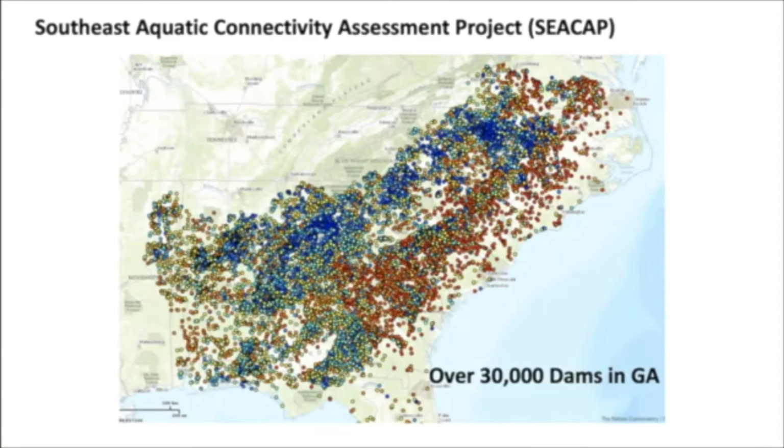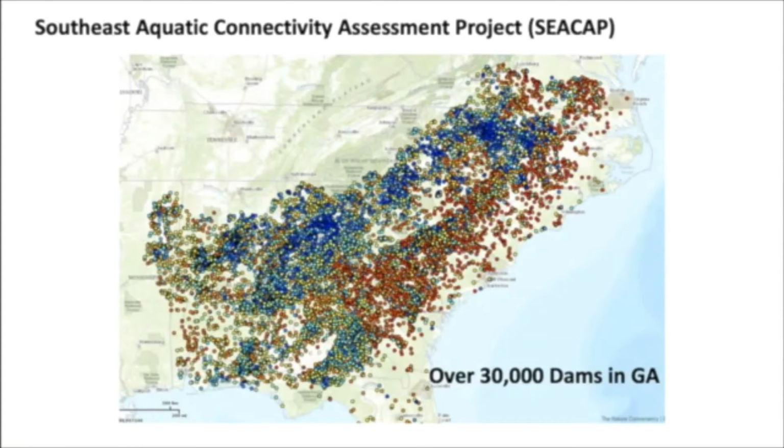So here we have the Southeast Connectivity Assessment Project, where over 30,000 dams could be found in Georgia. This is part of a project that Dr. Sarah Gottlieb, who's involved with this research and sponsored the project in Little Pine Knot, has created. She made this map to show us all the potential blockages to, and disconnect of, our headwater streams to habitat downstream.